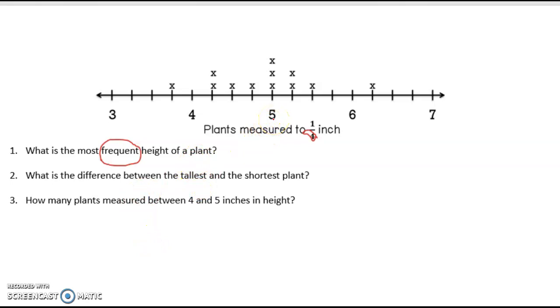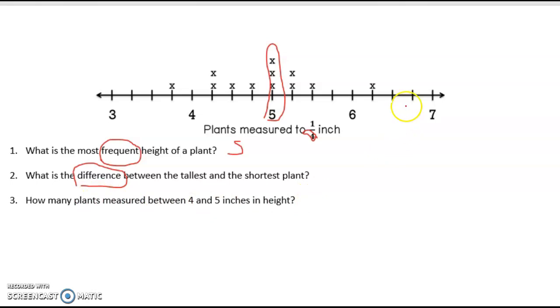Well, the 5 inches happen the most. It has 3 plants. So, what is the most frequent height of a plant? 5 inches. What is the difference? That means, what does it mean? It means to subtract. What is the difference between the tallest and the shortest?